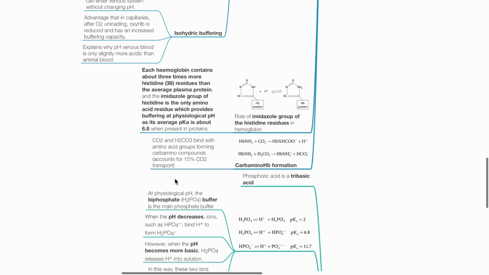Carbaminohemoglobin formation. HbNH2 plus CO2 produces HbNHCOO- plus hydrogen ions. HbNH2 plus H2CO3 produces HbNH3+ plus bicarbonate ion. CO2 and H2CO3 bind with amino groups, forming carbamino compounds, which account for 15% of CO2 transport.